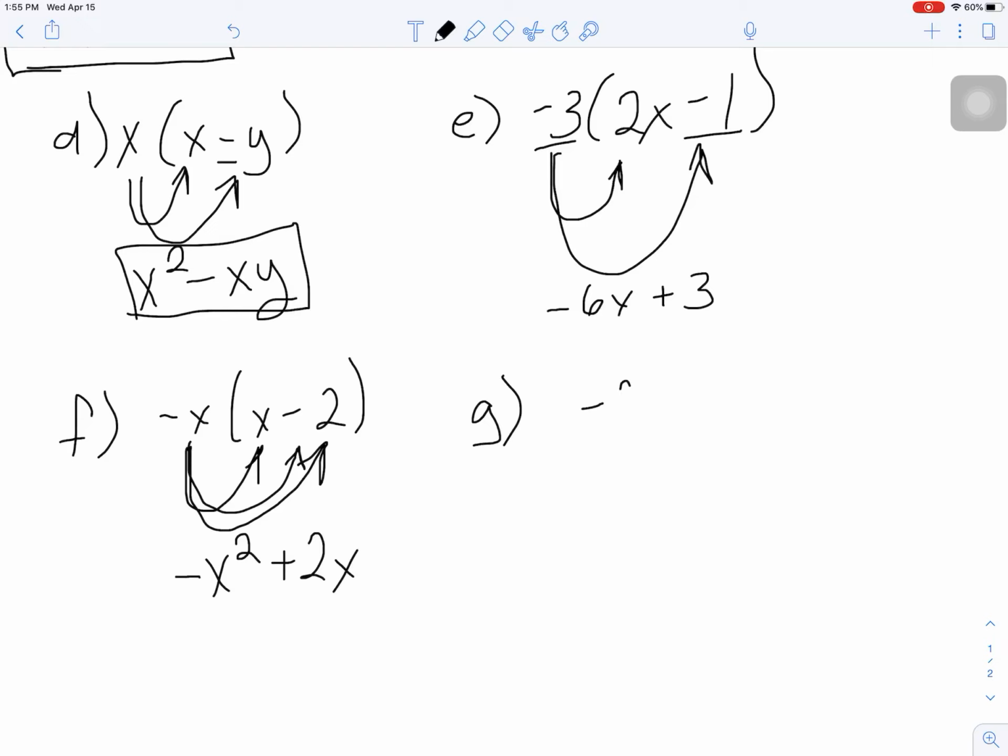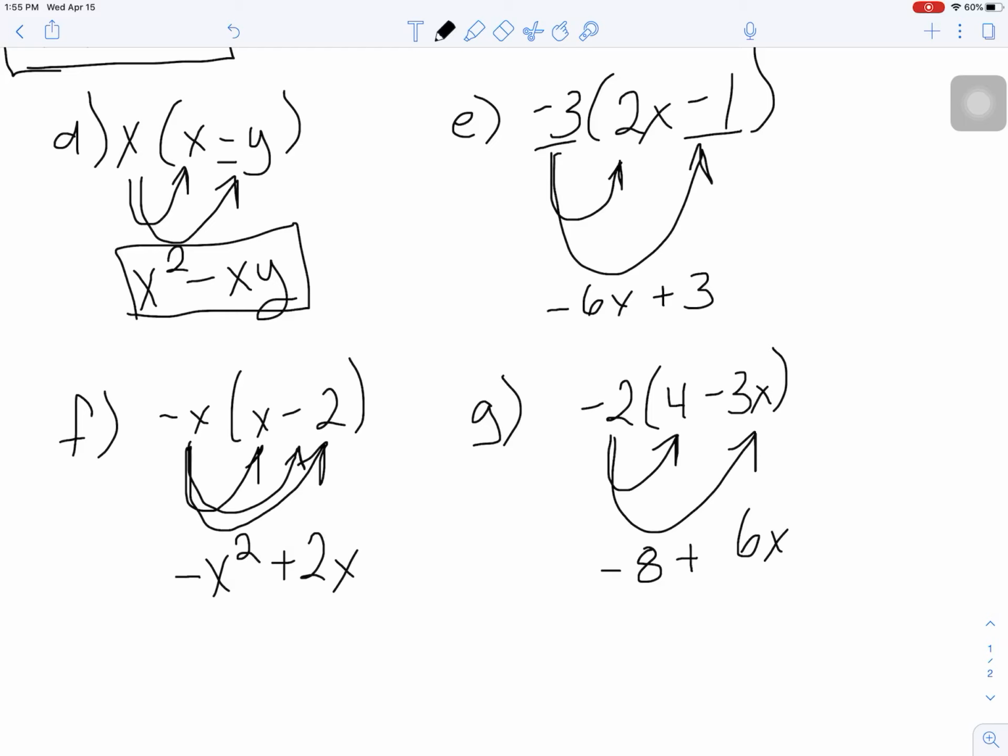G. G says negative 2, 4 minus 3x. So again, negative 2 times 4 and negative 2 times negative 3x. So we get negative 8 plus 6x.